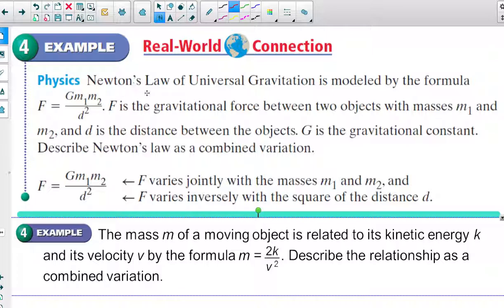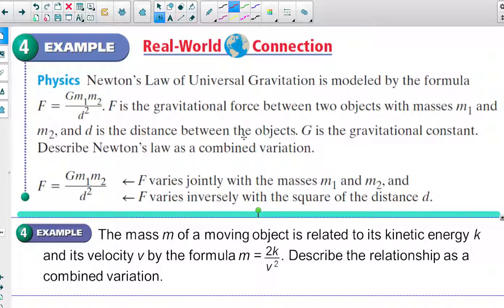This one says Newton's law of universal gravitation is modeled by the formula F equals capital G m1 m2 divided by d squared. F is the gravitational force between two objects with mass m1 and m2, and d is the distance between the objects. G is the gravitational constant. So G is your constant of variation. Okay, so one more time. Even though G is the gravitational constant, that is your constant of variation. That would be the equivalent of your k in this case.